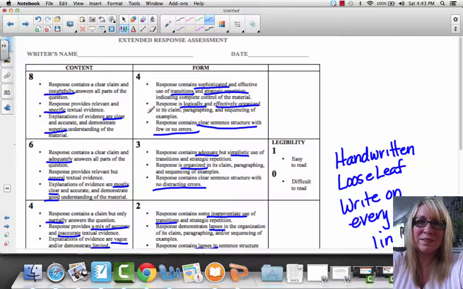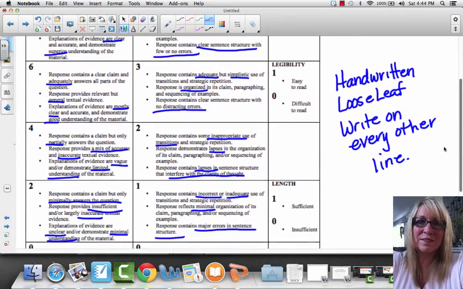A 6-point content response contains a clear claim and adequately answers all parts of the question. Responses provide relevant but general textual evidence. Explanations of evidence are mostly clear and accurate and demonstrate good understanding of the material. So look at the difference between an 8-point response and a 6-point response. The words insightfully versus adequately, specific versus general, clear versus mostly clear, and superior versus good.